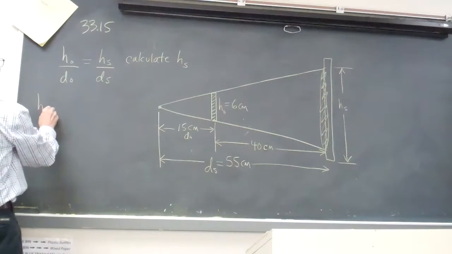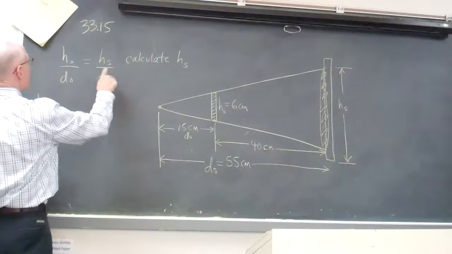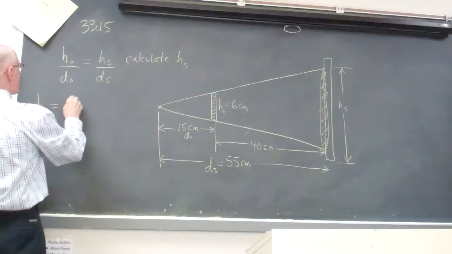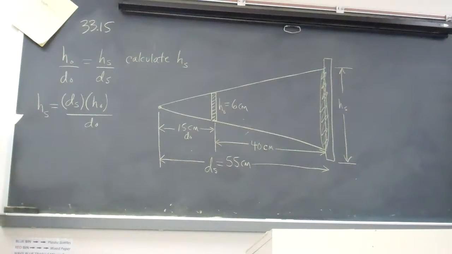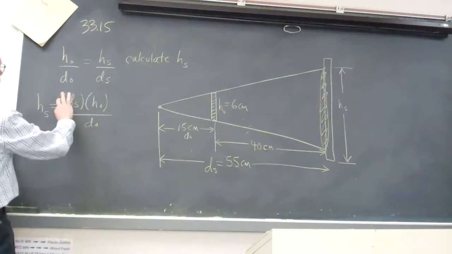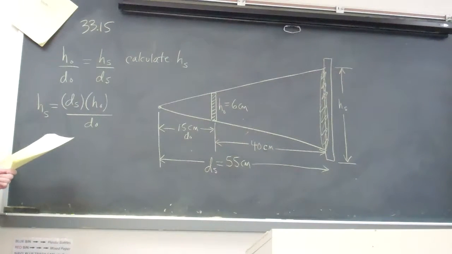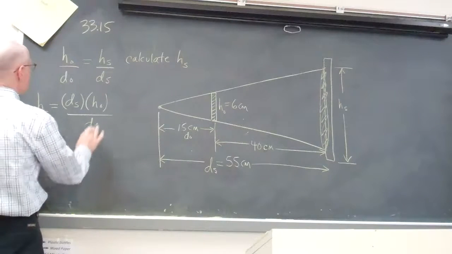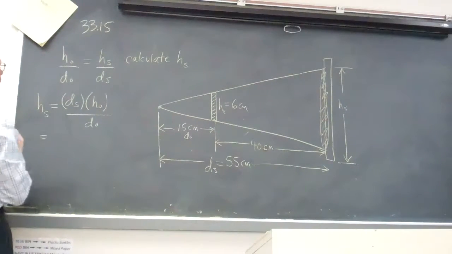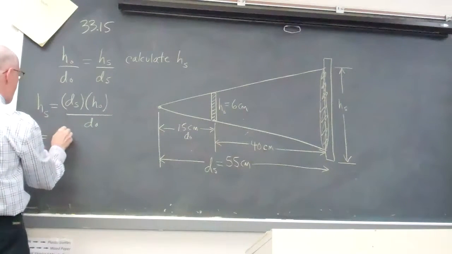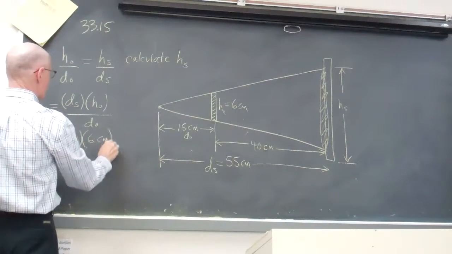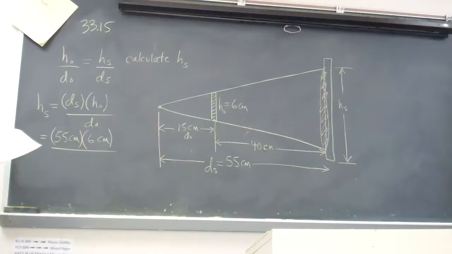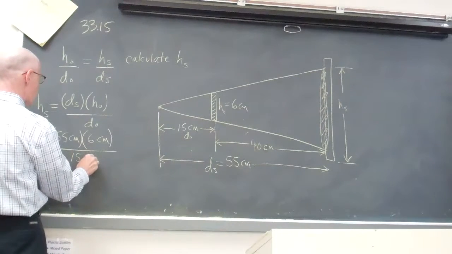And we're asked to calculate the height of the shadow that results from the given information. So use algebra, solve for height of the shadow. Again, you multiply both sides of the equation by distance of the shadow. So you'll get something like this. If you have these terms in a different order, it doesn't matter with multiplying. The order in which you multiply is not an issue. So then plug in the information. Distance of the shadow we said was 55 centimeters. The height of the object was given as 6 centimeters. And the distance of the object is 15 centimeters.